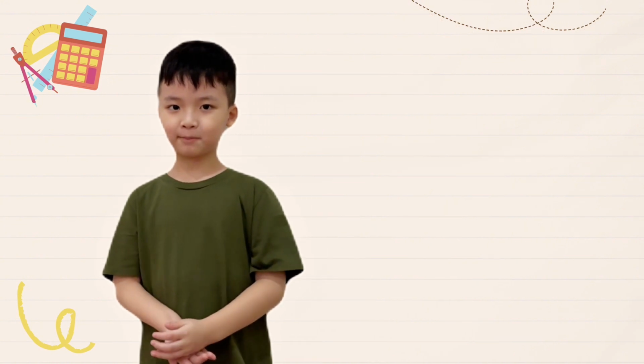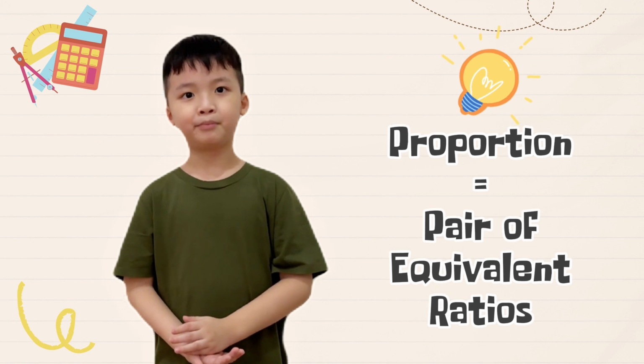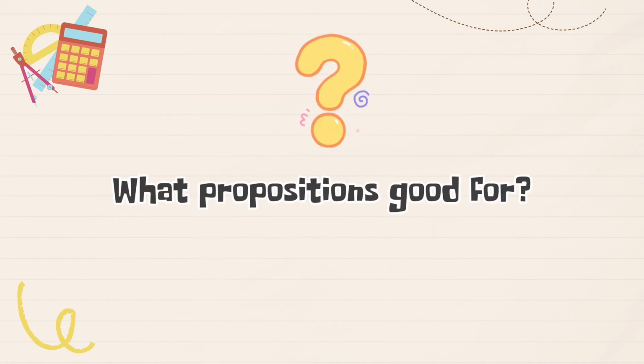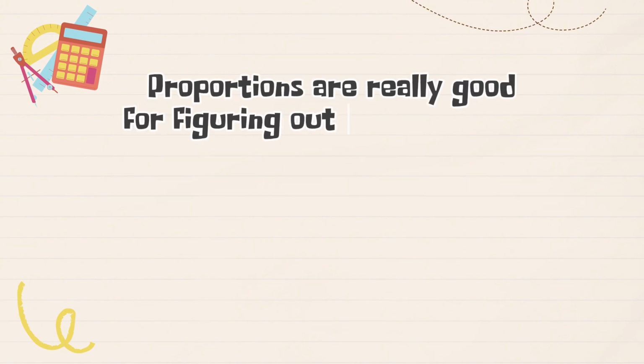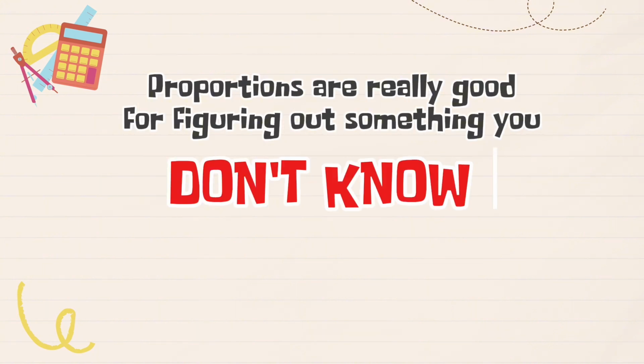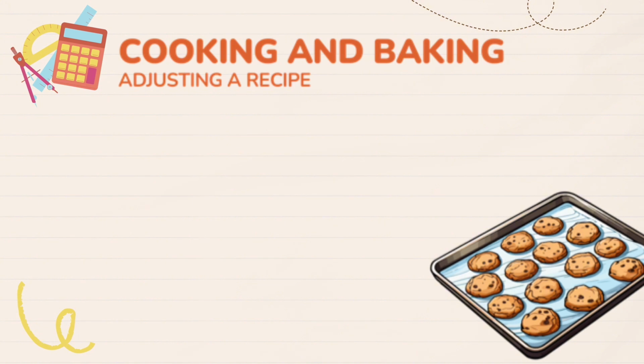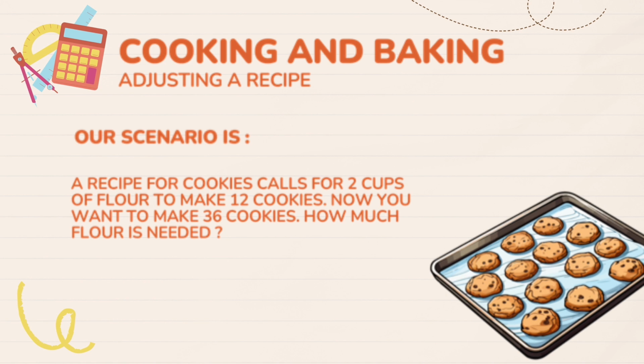Alright then, so a proportion is a pair of equivalent ratios. But why do we care? What are proportions good for? Well, proportions are really good for figuring out something you don't know from something you do know, and that makes them very useful. For example, let's suppose that our baker gets a bulk order and needs to adjust the recipe, and they want to know how much flour they need to complete the order.